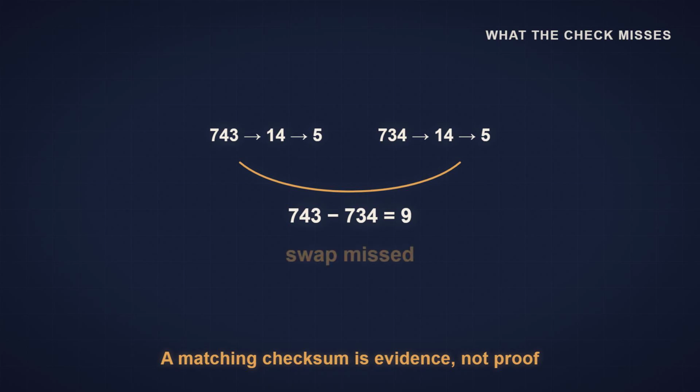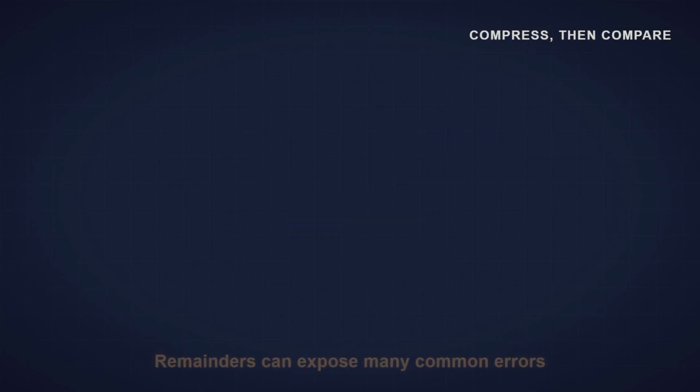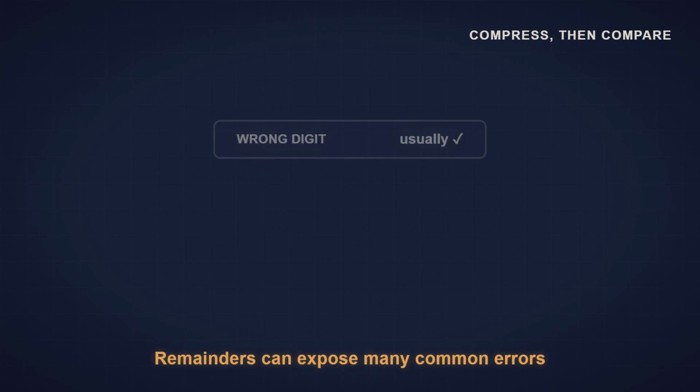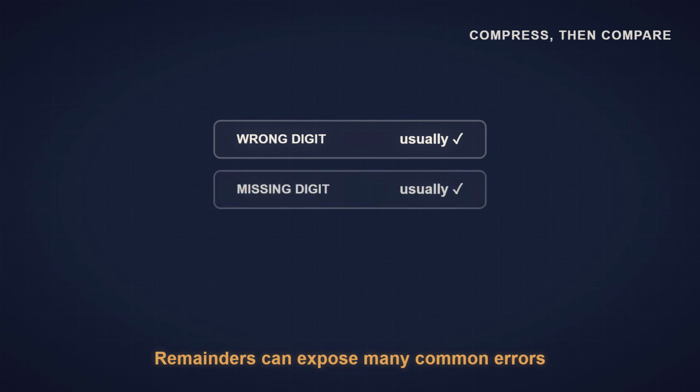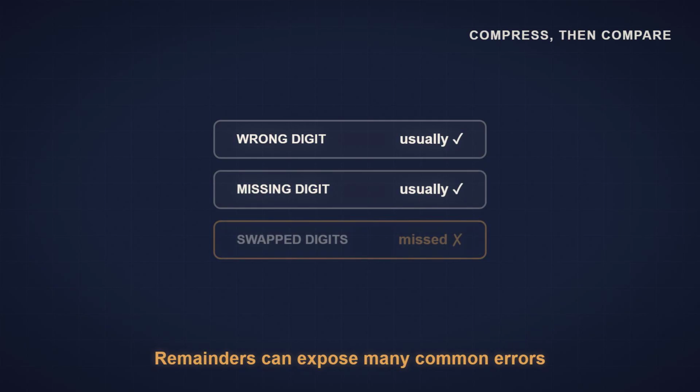A checksum compresses information, and compression inevitably loses detail. The strengths are still useful. A single wrong digit usually changes the digit sum and is detected unless the change is 9. Adding or dropping a digit usually changes the remainder. Many arithmetic mistakes also alter it. Modern identification numbers use more carefully designed weighted checksums, but the principle is similar. Transform a long string into a small remainder that is easy to compare. The divisibility rule for 9 is therefore an elementary example of error-detecting mathematics.